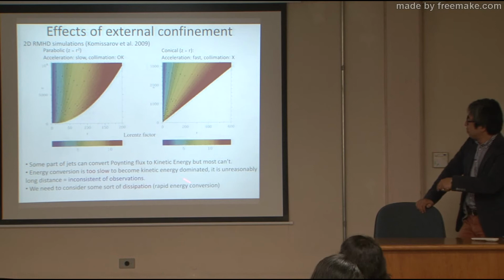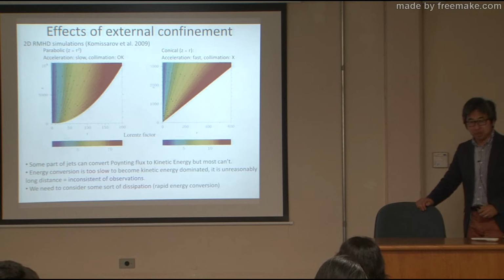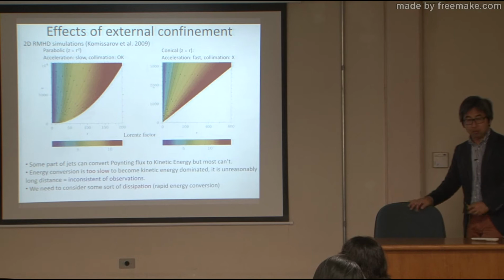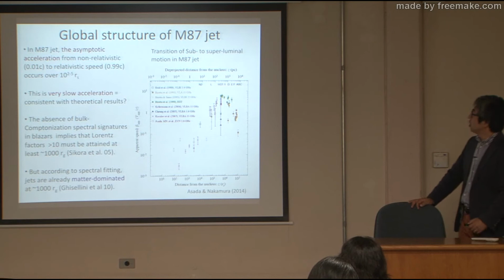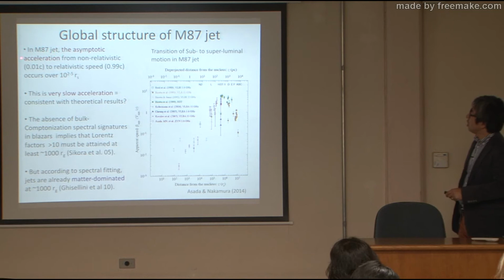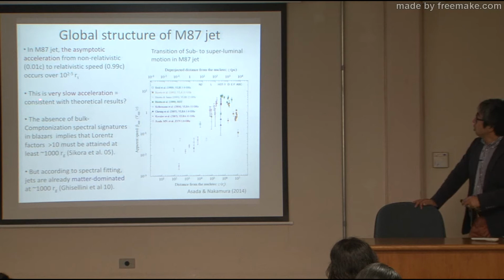We also have many analytical solutions to calculate the jet acceleration part. But the jet collimation shape and the jet acceleration are completely contradictory in this point of view. Then this is something harder now. This is the global structure of the M87 jet again. The asymptotic acceleration from non-relativistic to relativistic speed occurs over 10 to the 5 Schwarzschild radii. Here, this is the HST-1 point, the most accelerated point. After that, the acceleration decreases, so it is a very slow acceleration, which is consistent with the theoretical result.